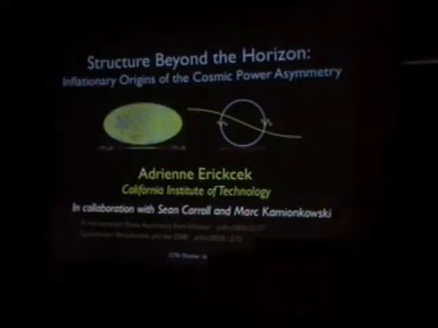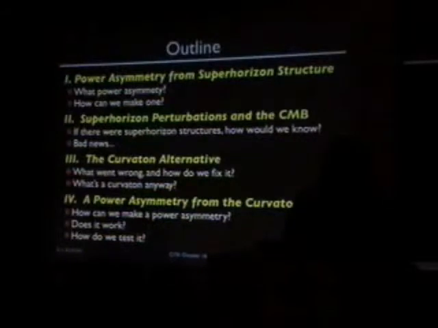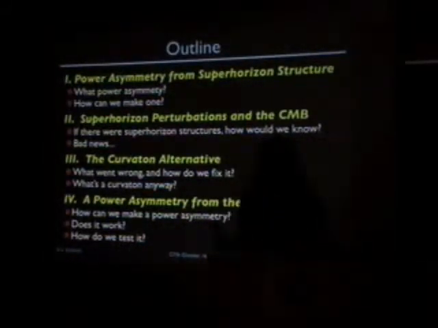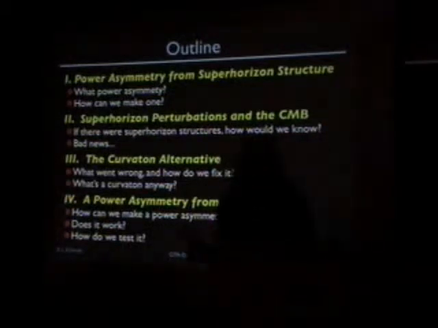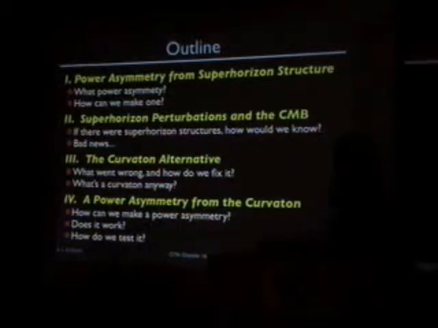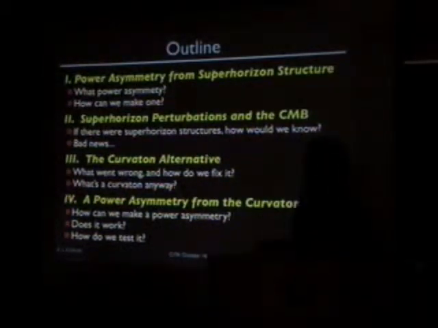All the details can be found in 2 preprints that are currently up on the arXiv. So a brief outline: I'll start with just talking about what the power asymmetry is. Why would we ever want to create such a thing? And I'll review some of the observational evidence that motivates us, and then how you can get a cosmic power asymmetry from superhorizon perturbations.